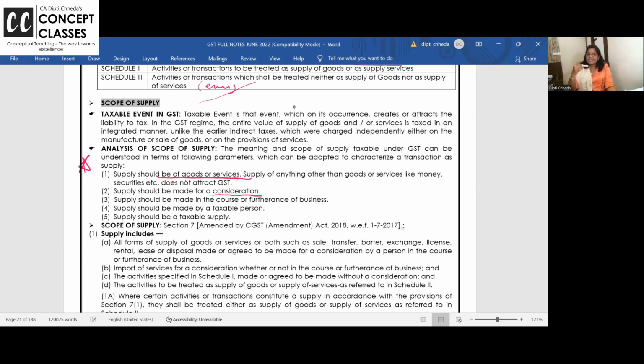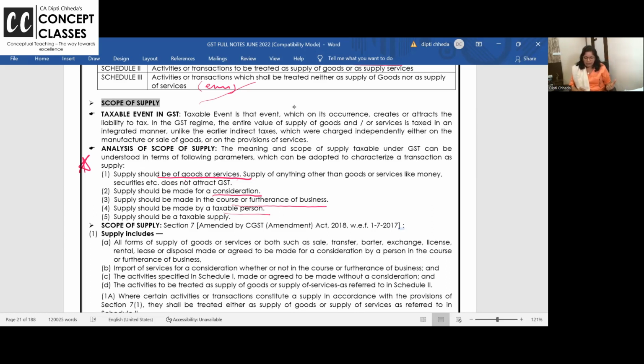Supply should be for consideration. Consideration can be in monetary terms or forbearance, but we will not do that now, whatever it may be. Supply should be in course of furtherance of business. One exception is there, importation of service; I will tell you. Supply should be made by a taxable person. If I am an unregistered dealer, I have not registered in GST and I am rendering teaching service, can I charge GST? It's a supply of service, and GST is charged on teaching service. But if I am not registered, can I charge GST? No. So supply should be made by a taxable person.